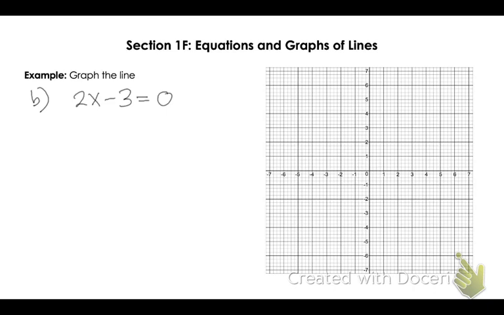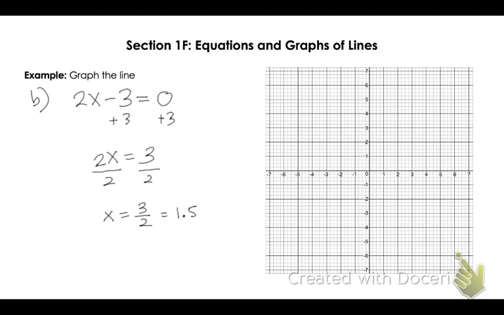If I add 3 to both sides, I'm going to rearrange this, and then divide by 2. I get x equals 3/2. You may want to back up a couple of minutes on the video. Remember, if you have an equation that is x equals a number, with no y's in the equation, that's the equation of a vertical line. So this is the line where all the x coordinates are 3/2, also known as 1.5, so that helps.